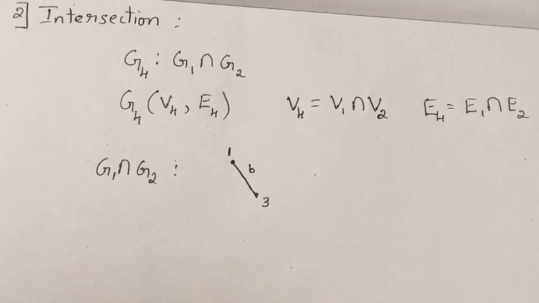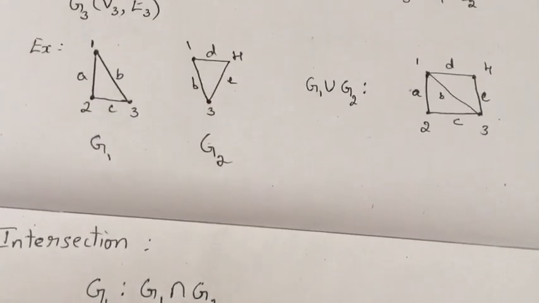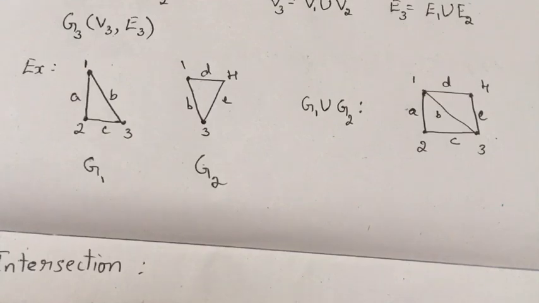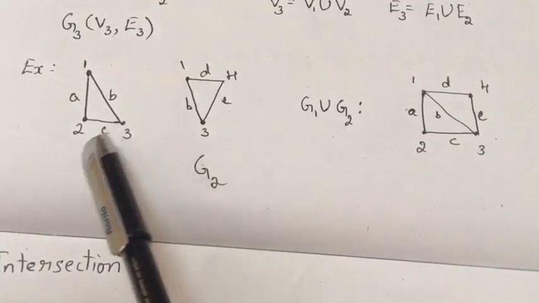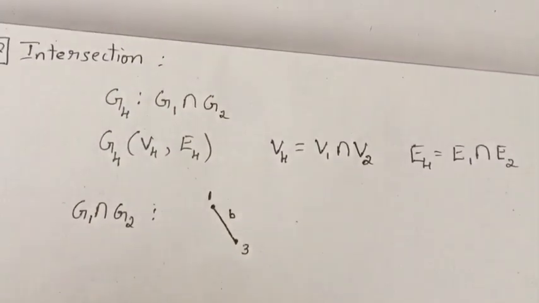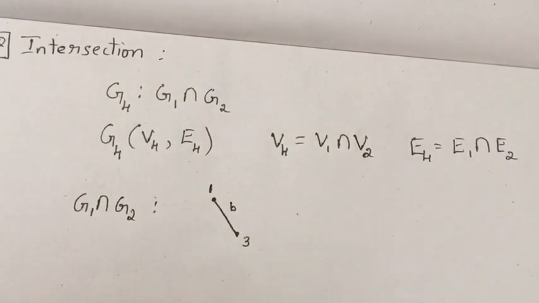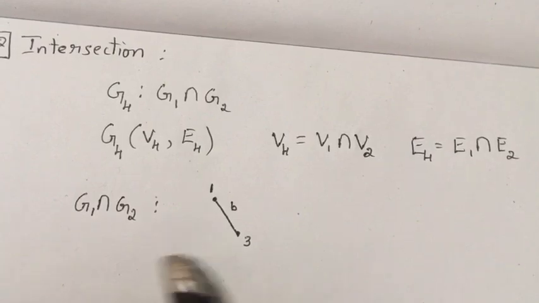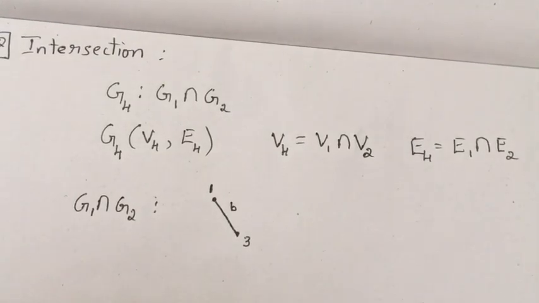So G1 union G2 is nothing but taking all those vertices and edges which are in G1 and G2. But when I take G1 intersection G2, I am considering only those vertices and edges which are in both G1 and G2.